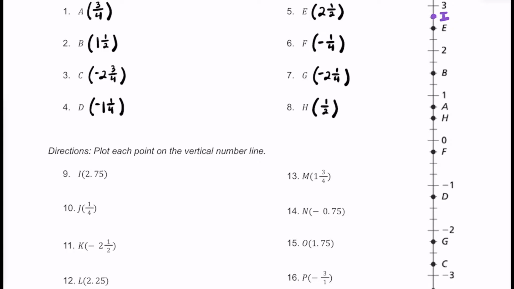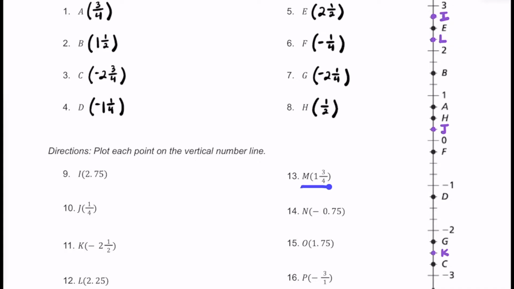Now what about J? J is 1/4, so that's going to be a fraction now. So here's 0, so 1/4 must be just a little bit higher than that. So let's put a dot here and then put a J. Now for number 11, we have K, which is -2.5. So here's -2, here's -2.25, here's -2.5. So let's put this dot right over here, and this would be K. For number 12, we have +2.25. So here is +2. But 2.25 is one tick mark above that. So let's say this is going to be L. All right, so that's 2.25.